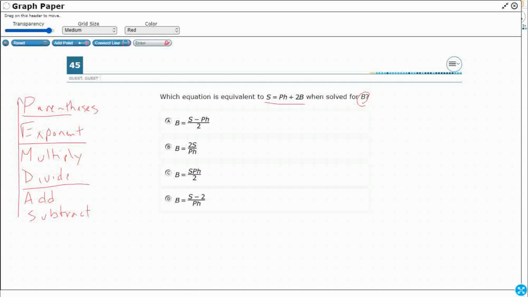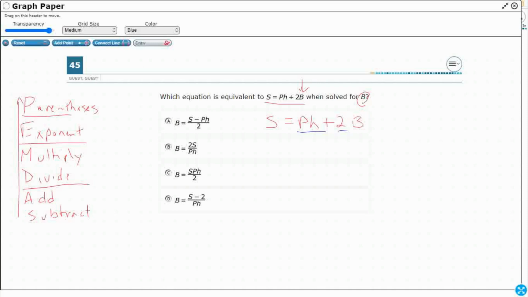So I want to get this B by itself. So let me just write this out. S equals PH plus 2B. All right, so what is holding this B from being by itself? Well, I've got a few different things. I've got this 2 being multiplied by it. And then I've got this whole chunk, this PH, that is also on that same side. So there's two different things that I can try to get rid of first.